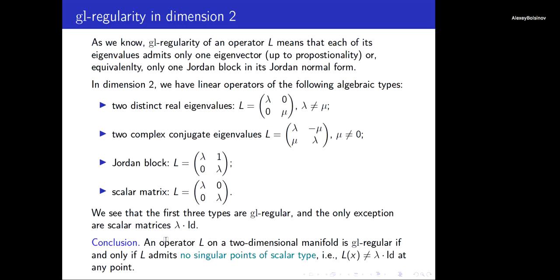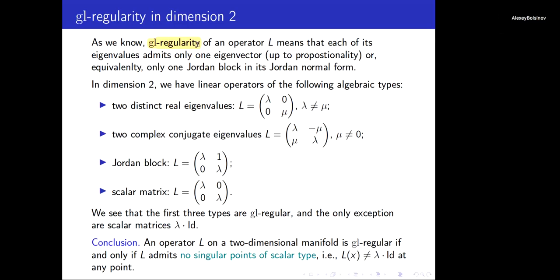First of all, let's see what GL regularity is in dimension two. You remember the definition. GL regularity means that each eigenvalue admits not more than one single eigenvector. Equivalently, you may say that the geometric multiplicity of each eigenvalue equals one, or, in the way I like to reformulate it, that for each eigenvalue there is only one Jordan block.